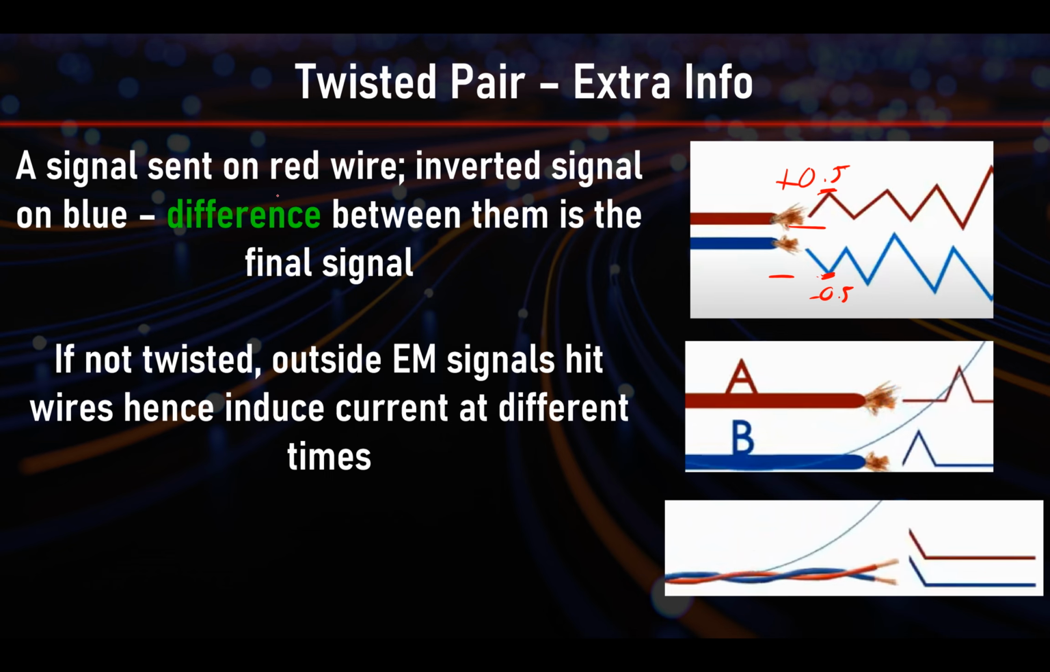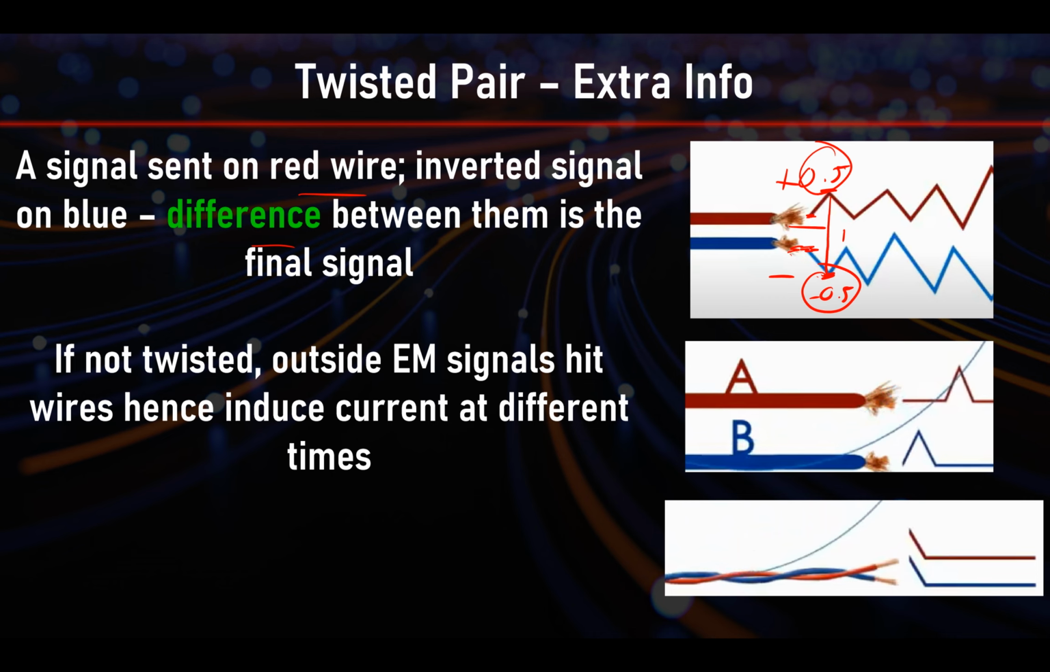So a signal is sent on the red wire, an inverted signal sent on the blue wire. Then it's the difference between them that's actually the final signal. So at this point it's going to be 0, because this is 0, this is 0. But then at this point here, our signal is going to be 1, because if this is positive 0.5 and this is negative 0.5, the total distance between them is going to be 1.